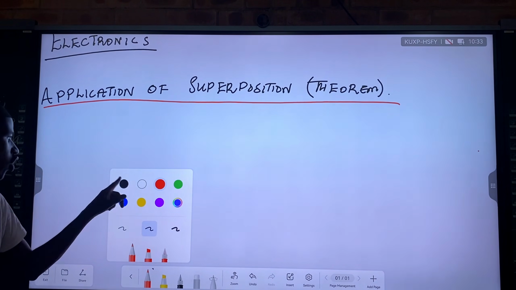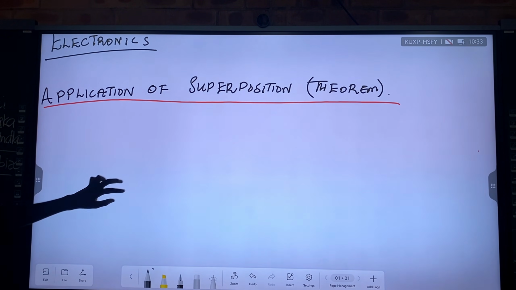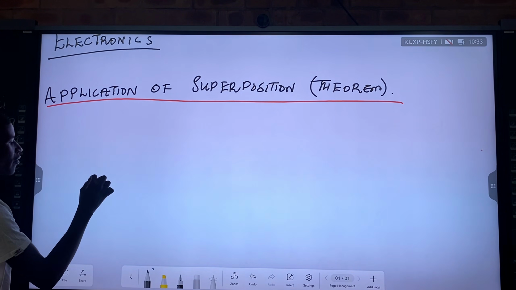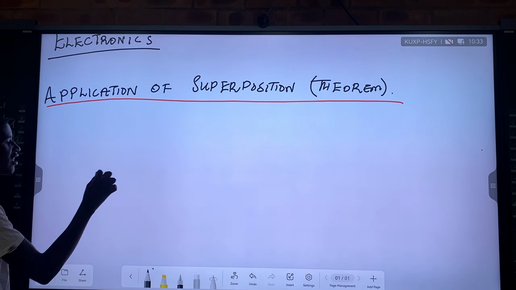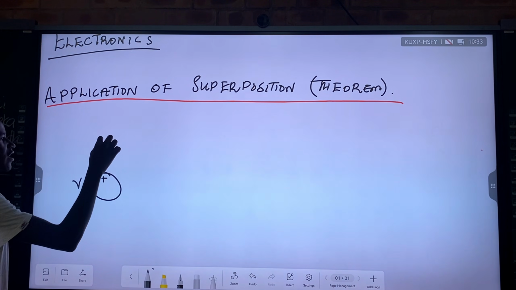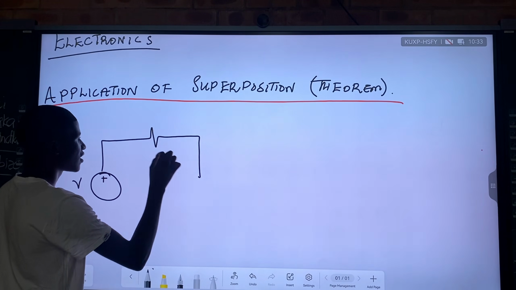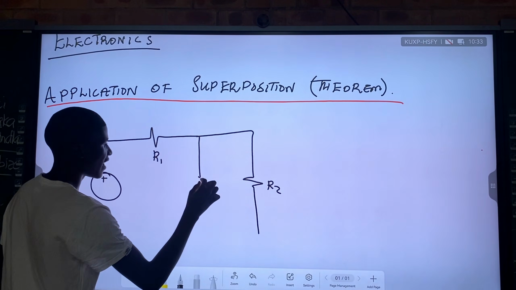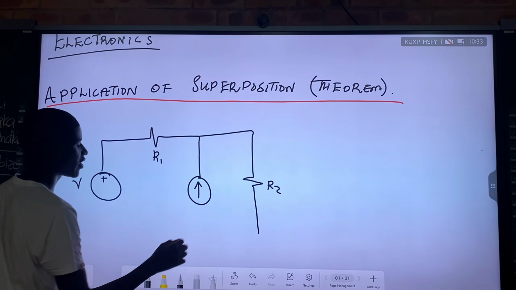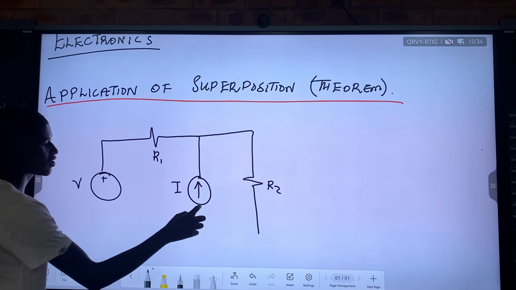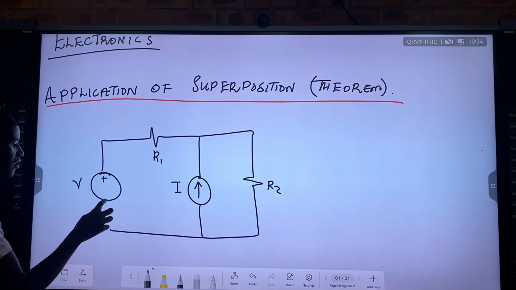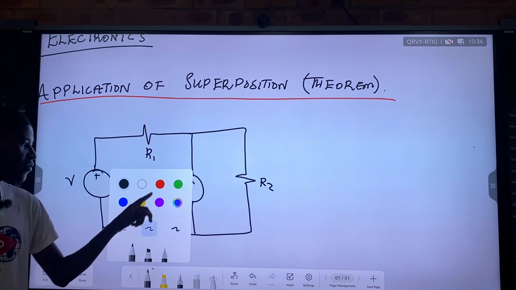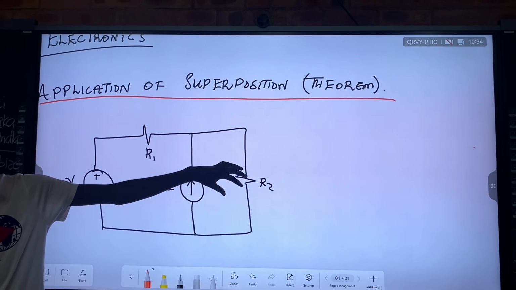All right. So let's just try to recap on the deductions that we were able to make from the superposition theorem when we did the introduction. If we had something like this, we had a voltage source, which is given by V, and a resistor given by R1, and another resistor given by R2, and then this was joined to a power source, and the power source will produce a current I.